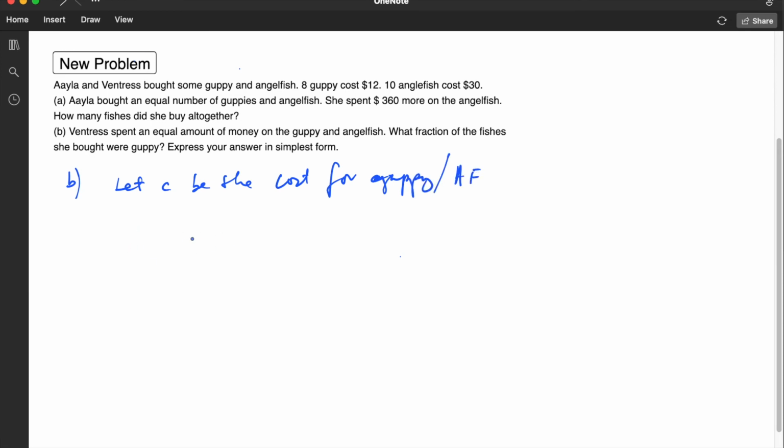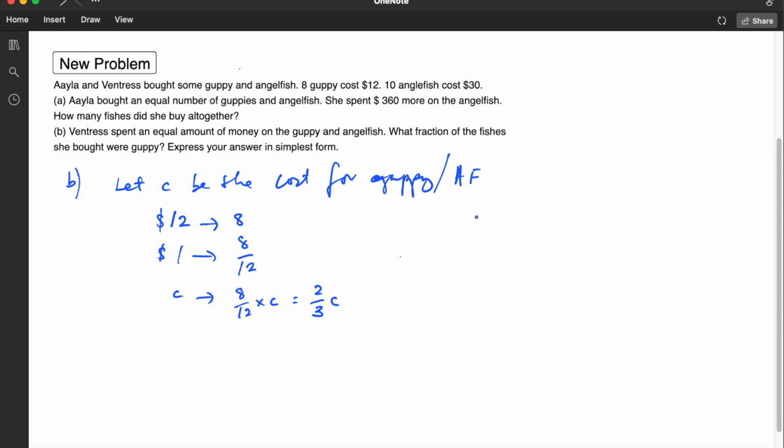Let's start with the guppy. For $12, you're going to get 8. So for $1, you're going to get 8 over 12. But now we are interested in C dollars, so we have to take 8 over 12 multiplied by C. I believe this will simplify to 2 over 3 C.